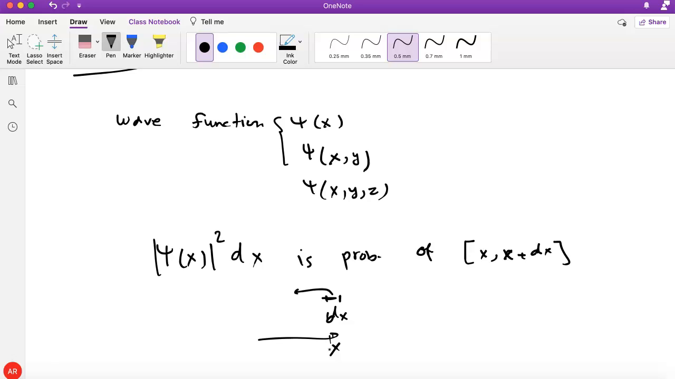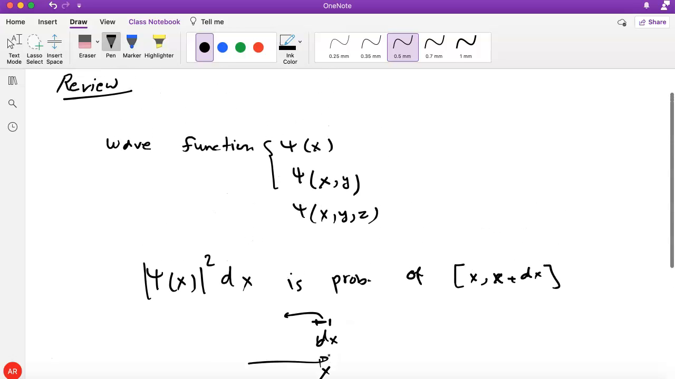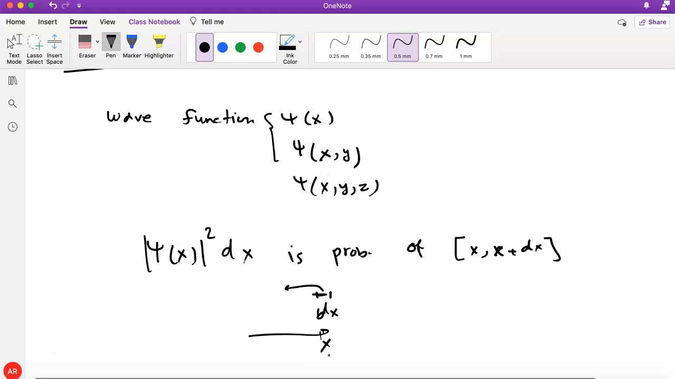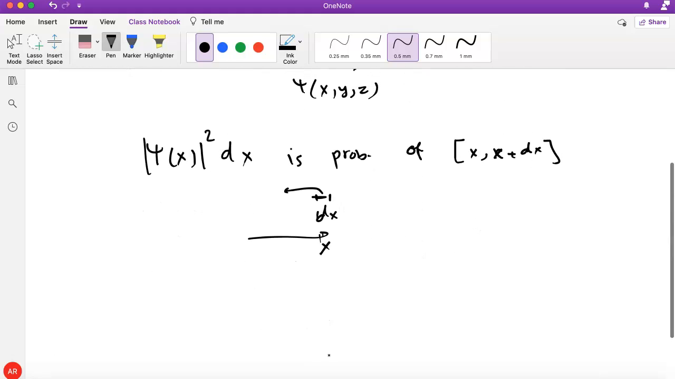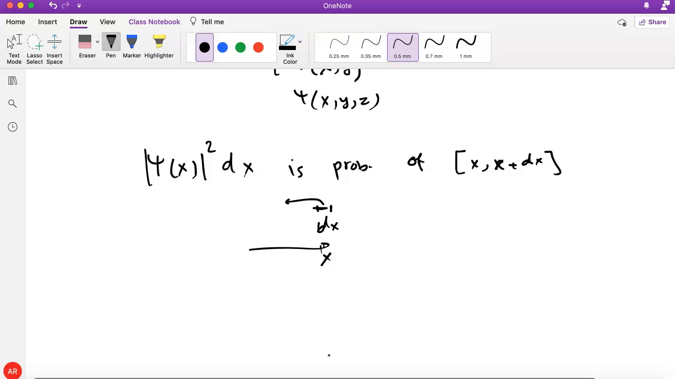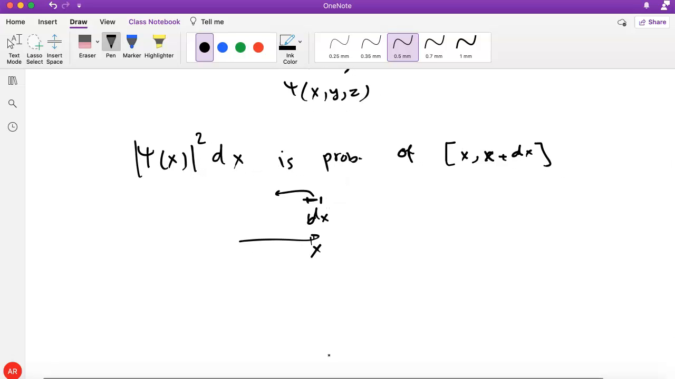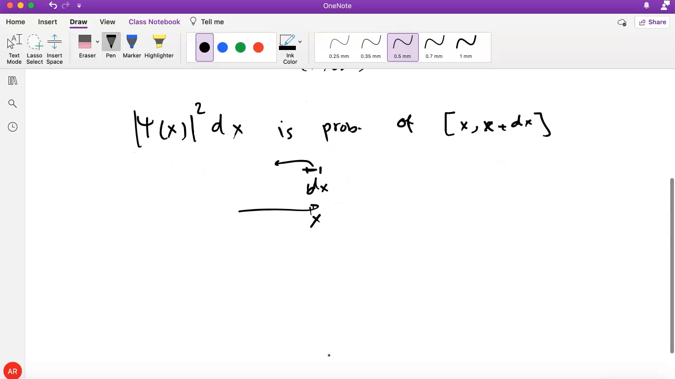Basically, if you multiply it by an infinitesimal length in one dimension, area in 2 dimensions, or volume in 3 dimensions, it gives you the probability of finding the particle in that tiny region of space. We did a couple of examples just in the one-dimensional case, gaining some experience with this psi squared.